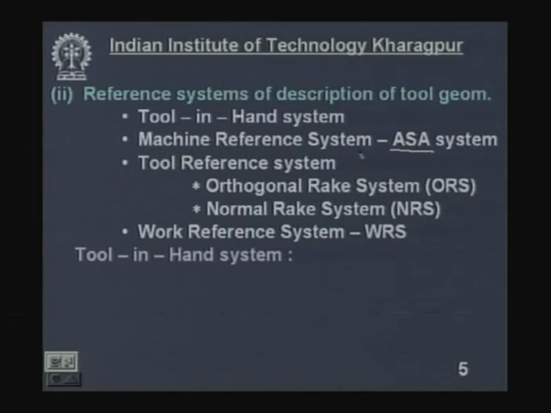In machine reference system, machine configuration is taken as the reference. In tool reference system, the configuration of the cutting tool is taken as reference. In work reference system, the configuration of the workpiece and the cutting tool together are taken as reference. Now, so tool in hand system, what is it? You take a tool, the concept is you take a cutting tool on your hand and you identify some of the features or most important features like cutting edges, rake surface, clearance surface and so on.